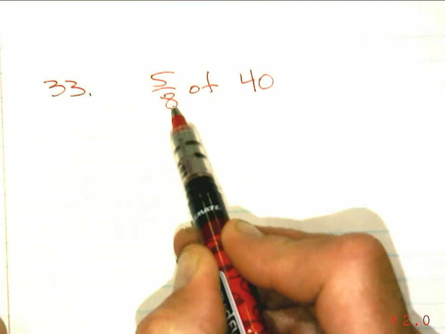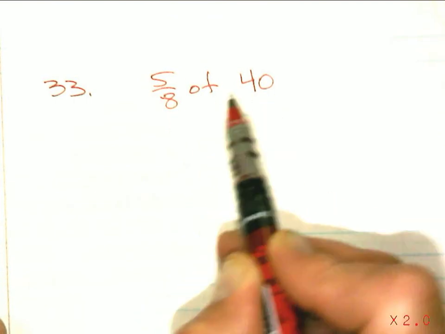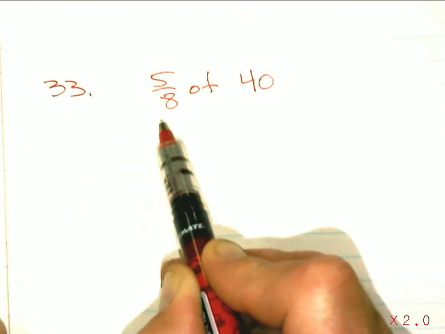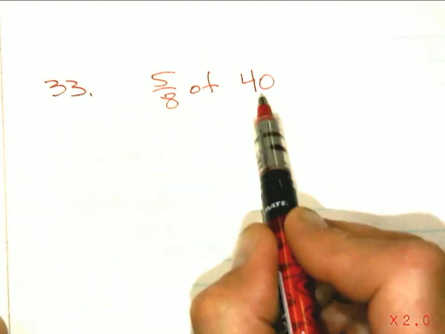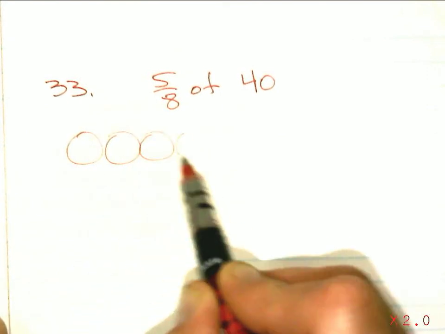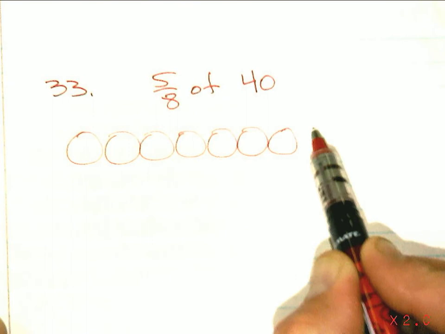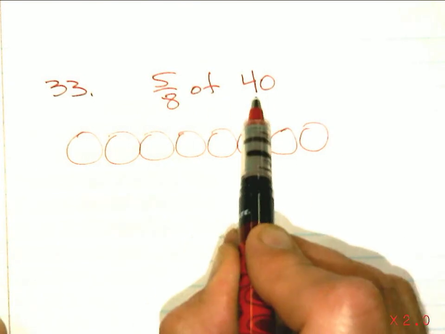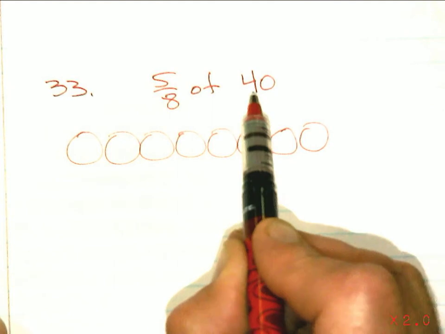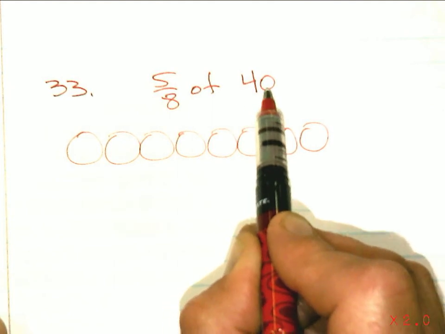If I take 5/8 of 40, what I'm asking is if I take the number 40 and divide it into 8 pieces. So I'm actually going to do that. I'm going to think of this 40 as 8 pieces. 1, 2, 3, 4, 5, 6, 7, 8. And so if you divide 40 into 8 pieces, then each piece would have to be 1/8 of 40, or 40 divided by 8, which is 5.